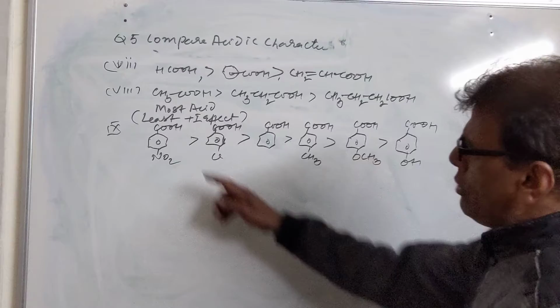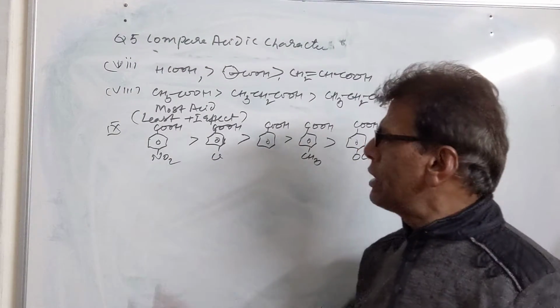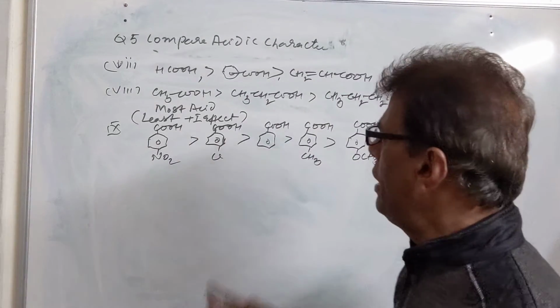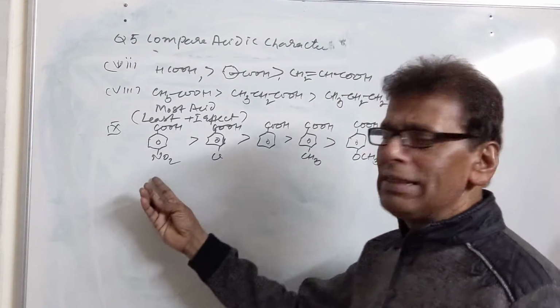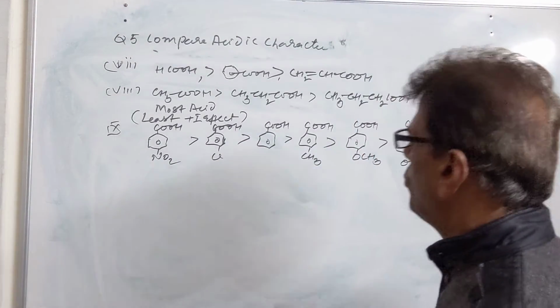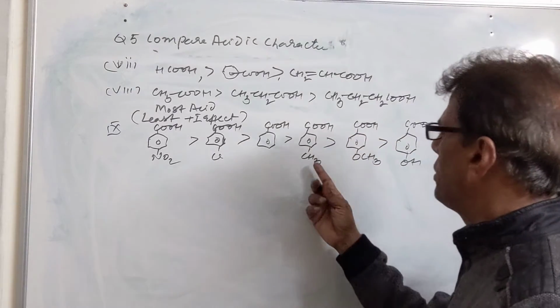So in this case, nitro has a very high minus I effect. That's why OH will be more polar and hydrogen will be released easily. Chlorine has less minus I effect as compared to nitro, so it comes at number 2. Benzoic acid does not have any group, therefore it occupies the number 3 position here.